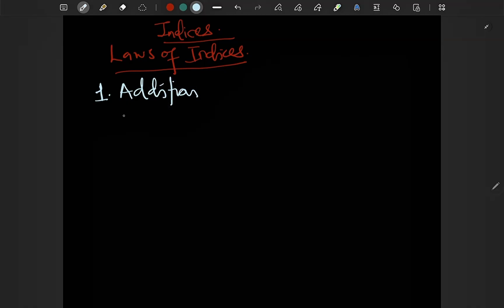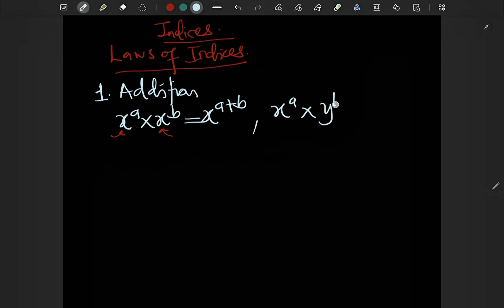Now, the addition law here says that x raised to power a multiplied by x raised to power b is equivalent to x raised to power a plus b. This is only possible when the base values are the same. For instance, if we have x raised to power a multiplied by y raised to power b, this is equivalent to x raised to power a, y raised to power b. Nothing can be done. But if their base values are the same, then the addition law would work.